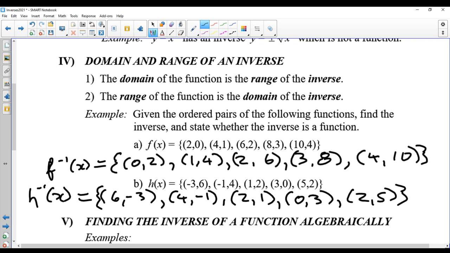Sarah says no. Where it fails the test of function is when you look at the fact that 2 maps to 1, but 2 also maps to 5. That means that it cannot be a function. You cannot have an input linked to 2 different outputs. So that's why it's not a function. So let's put a note under here, not a function. Whereas this one is a function.